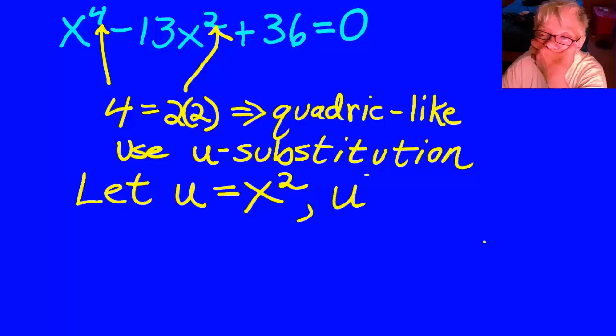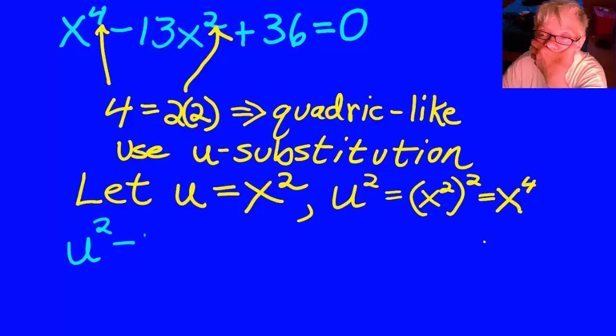Then u squared will equal x squared, squared. Because u is x squared, u squared is x squared, squared. That is so hard to say. But that gives us x to the fourth, so we can actually write the following quadratic equation based on our original equation: u squared minus 13u plus 36 equals 0. And so we write it again, and we're going to solve this.